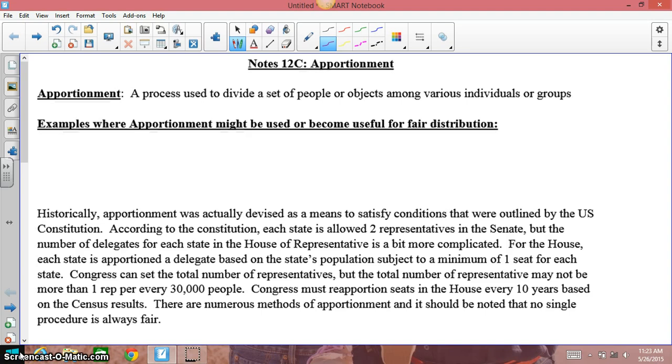So we're looking at section 12C, which is entitled apportionment. Apportionment is basically a fancy way of trying to divide up people or objects among various groups or individuals. An example that I'll try to give you here is, let's say, Lowe's Home Improvement, and let's just go small scale, let's talk about just North Carolina.